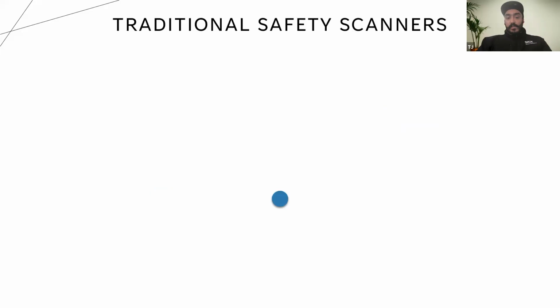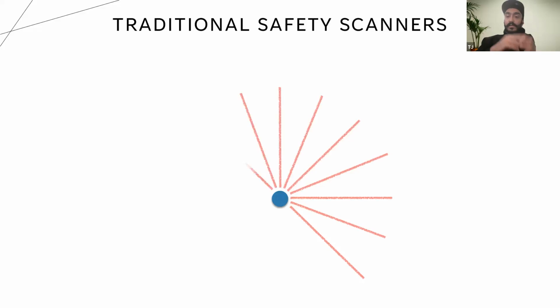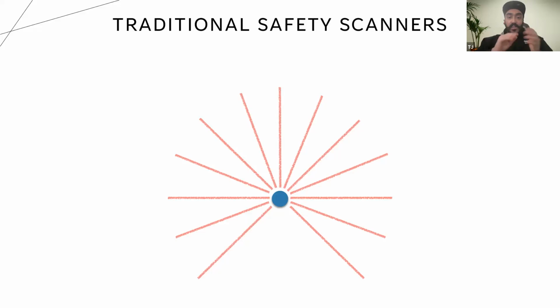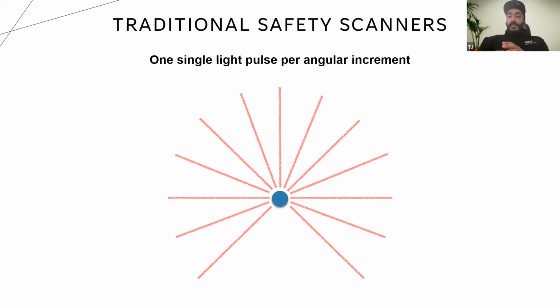What we do with traditional safety scanners is implement that same concept and add a rotating motion with a spinning mirror, and we are able to generate all these pulses in a 2D profile. But it's important to note here that in traditional safety scanners, we only get one single pulse of light at every angular increment, which means that you lose some data, or you do not get everything in the 2D environment because of the resolution. And you can get something called false trips.